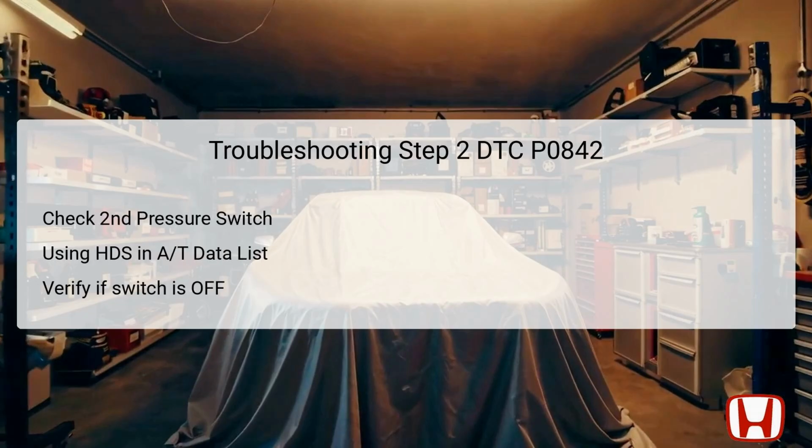For Step 2, you will use the HDS to check the status of the second pressure switch within the automatic transmission (AT) data list. This is crucial in determining if the switch is functioning properly when the vehicle is not in second gear. Confirming that the second pressure switch is indeed off at this point will guide you either to the next step or necessitate investigating further.